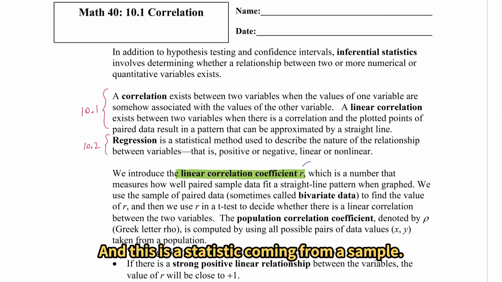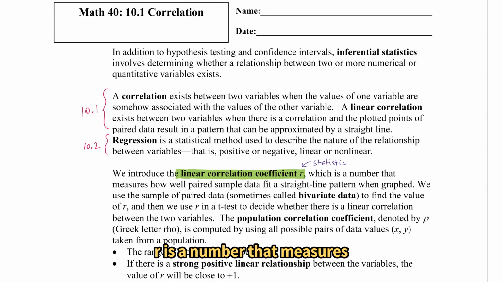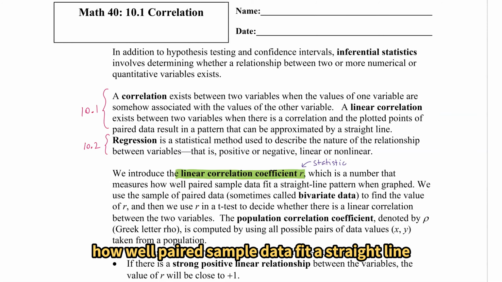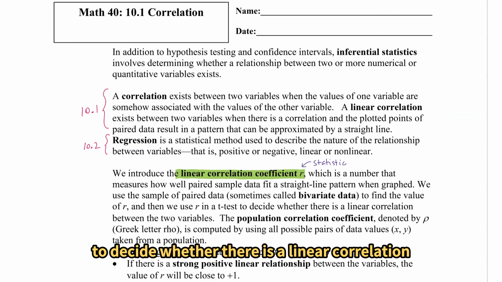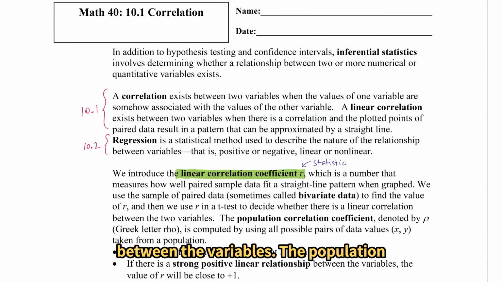And this is a statistic coming from a sample. R is a number that measures how well paired sample data fit a straight line pattern when we graph them. We use this sample of paired data, sometimes called bivariate data, to find the value of R, and then we use R in a t-test to decide whether there is a linear correlation between the variables.